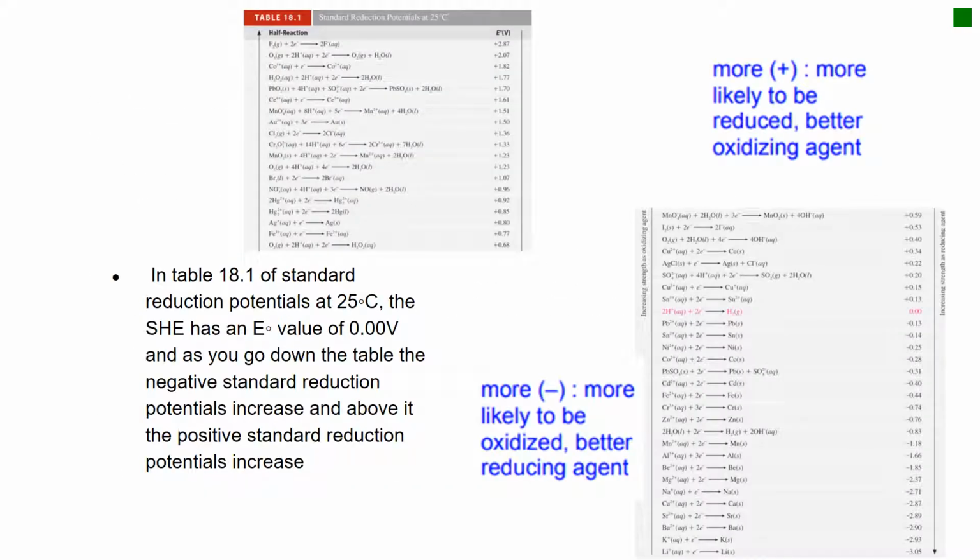Here we have the table included in our chapter, the table of standard reduction potentials at 25 degrees Celsius, where SHE has a value of 0 volts. As you go down the table, you are more likely to be oxidized, and it is a better reducing agent. But if you go up, where it's more positive, it is more likely to be reduced, and it is a better oxidizing agent. So it just depends on whether you go down or up. If you go down, you're a better reducing agent. If you go up, you're a better oxidizing agent.